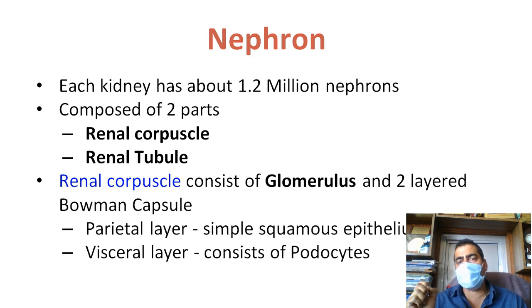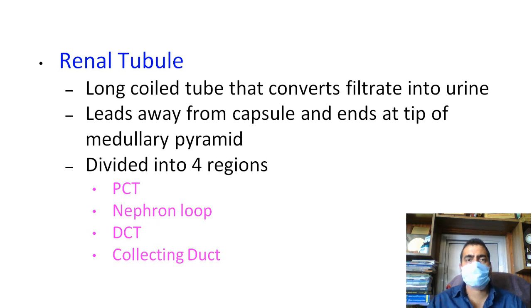Each kidney has approximately 1.2 million nephrons. Nephrons are very small structures, but they are the basic unit of the kidney, and they are composed of two parts. Number one is the renal corpuscle and the other is known as the renal tubule. Renal corpuscles consist of the glomerulus and contain two layers: Bowman's capsule, which is the parietal layer of simple squamous epithelium, and then the visceral layer, which consists of podocytes.